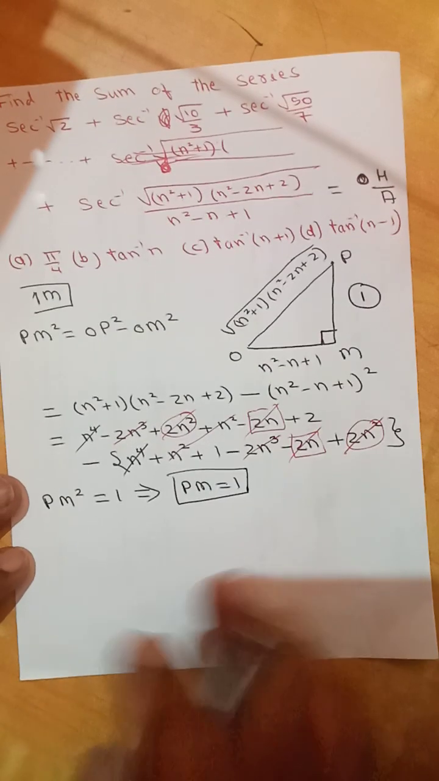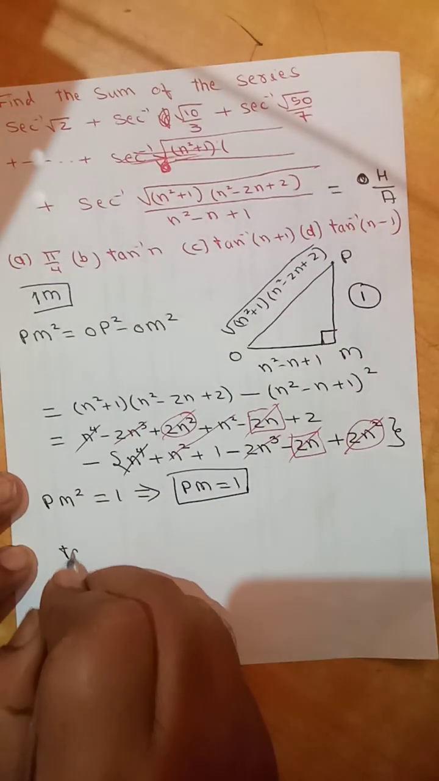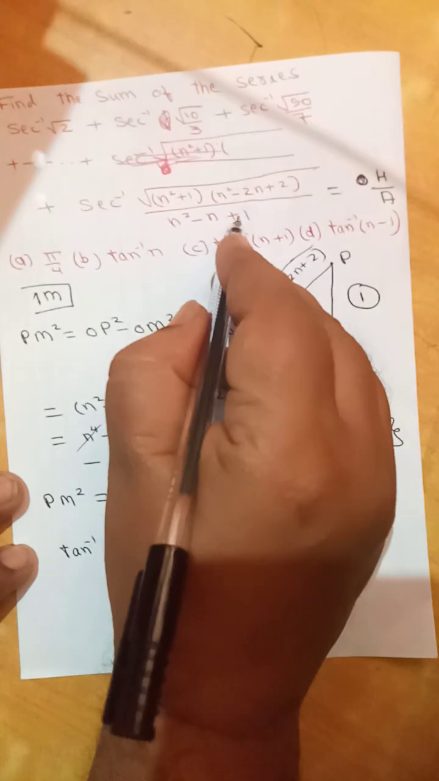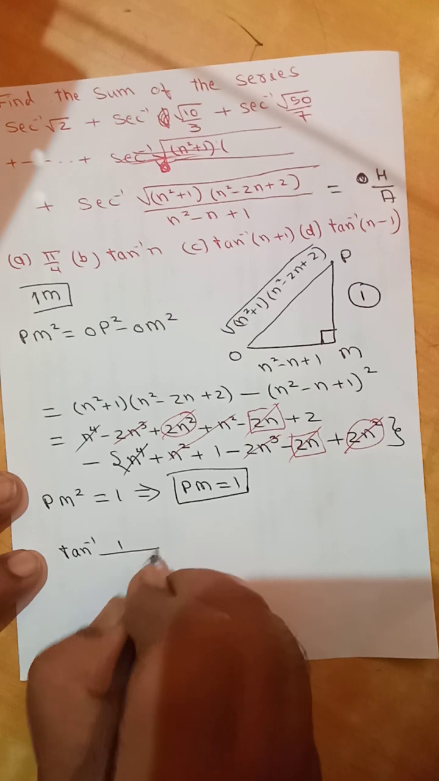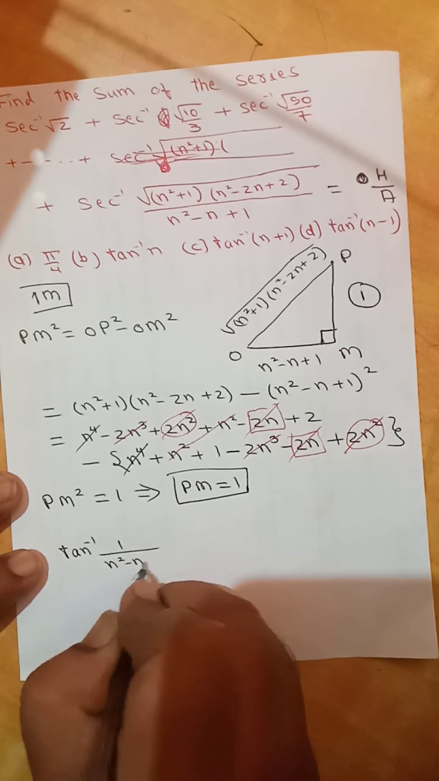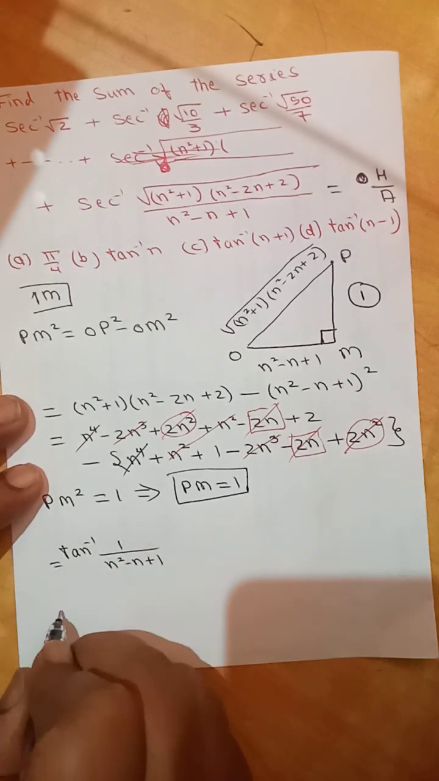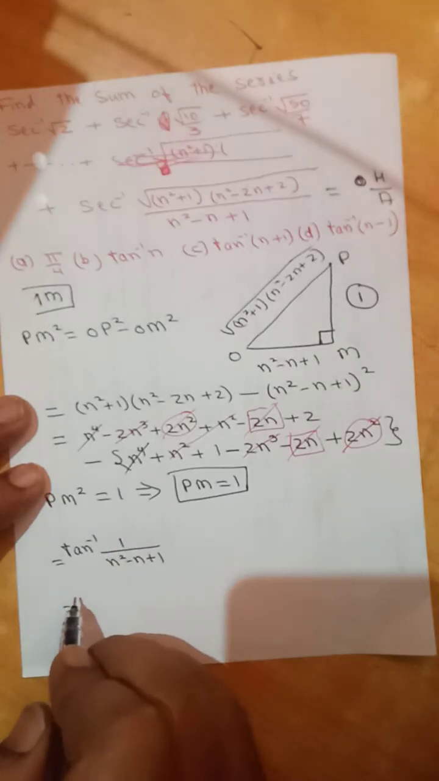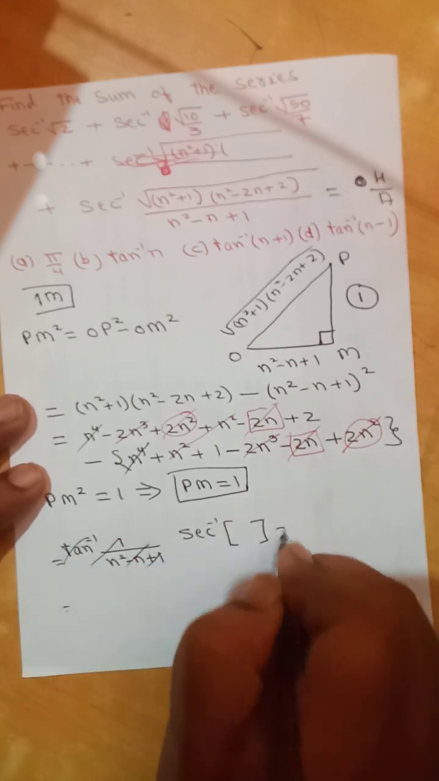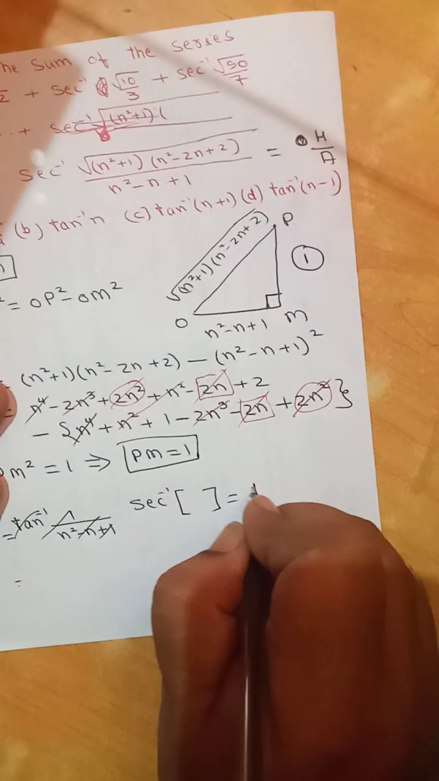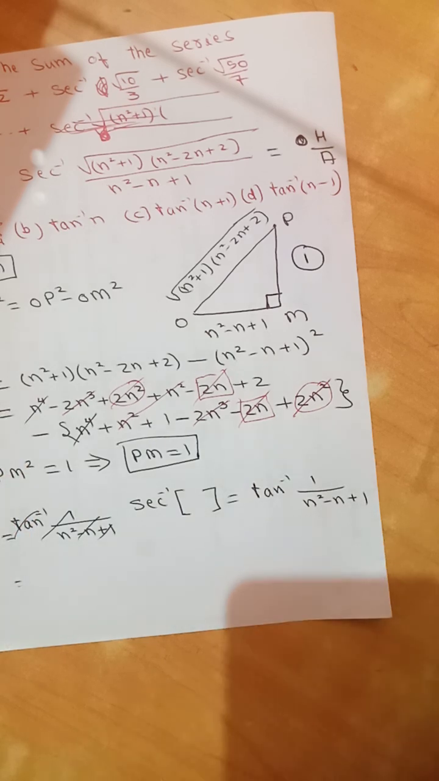Okay, now this general term sec inverse can be written as tan inverse of opposite by adjacent, that is, 1 by n square minus n plus 1. So sec inverse of that bracket term is equal to tan inverse of 1 by n square minus n plus 1. We have already done this before, but again I will explain it.